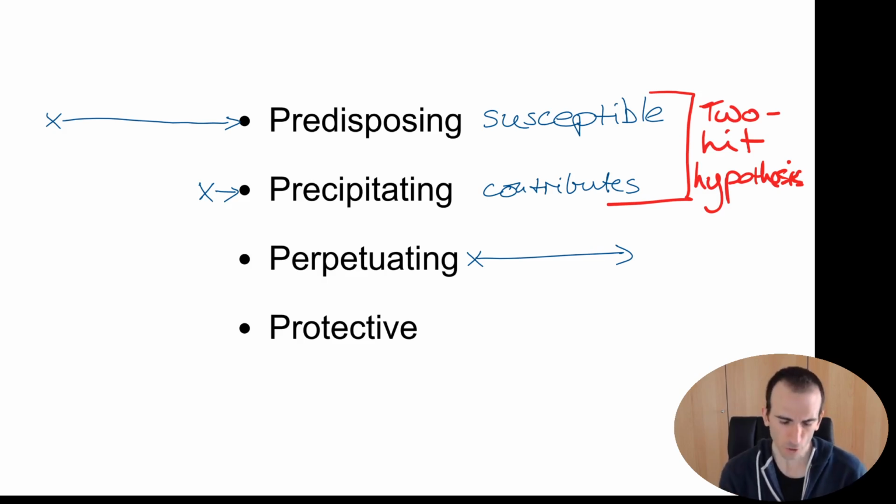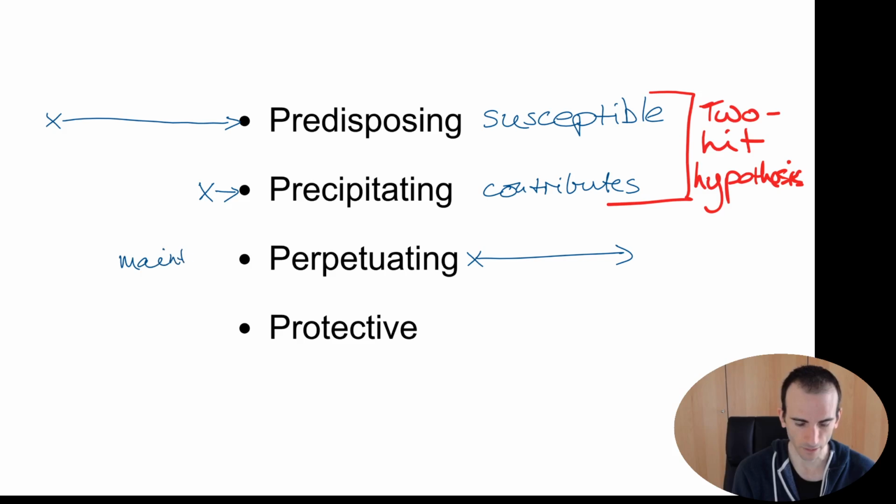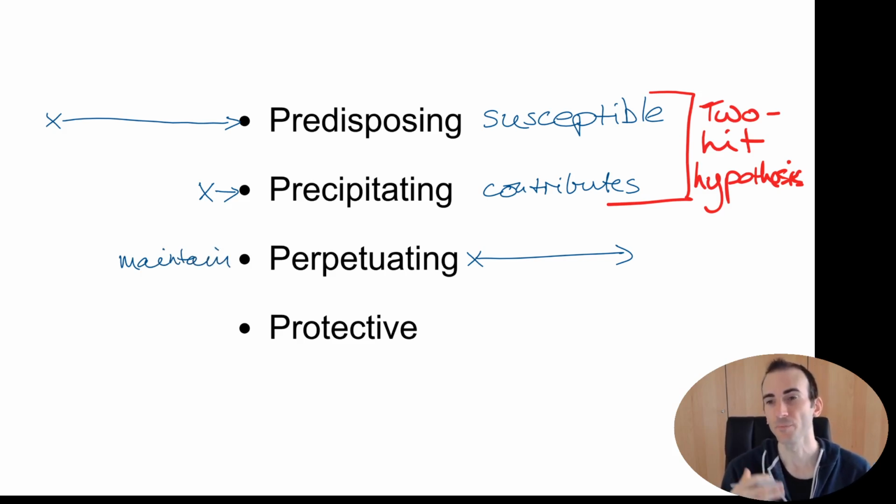Now, these first 3 Ps, predisposing, precipitating, and perpetuating, these are all risk factors. They increase an individual's risk of developing a mental disorder. The last one, we've got some good news. Perpetuating, maybe I'll say maintains. It makes it continue and last. The last one isn't a risk factor, it's a protective factor.